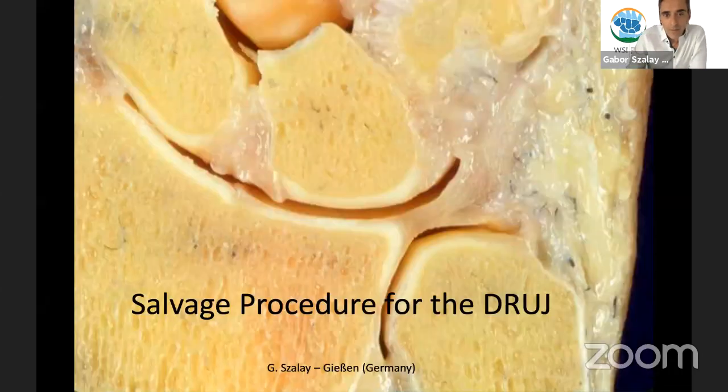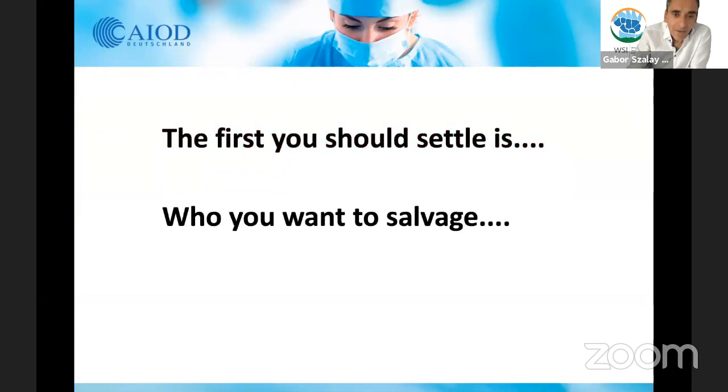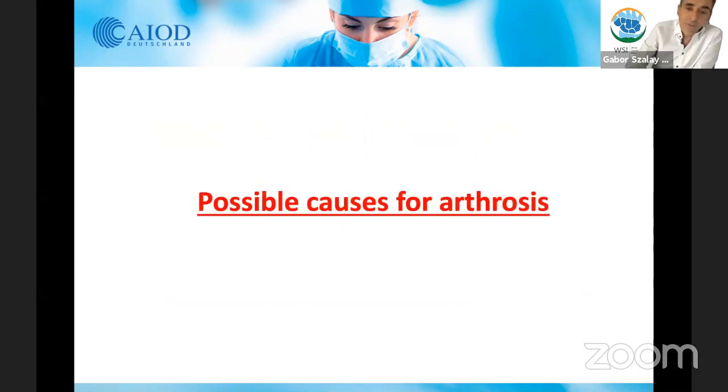So, salvage procedures of the distal radius ulnar joint. We have heard a lot about the distal radius ulnar joint today, all the possibilities to repair it and to look for the instability. And I'm talking now about the problems and the cases when it doesn't work and when you have to think about the salvage procedures. So, the first thing you should settle is, do you want to salvage yourself or the patient? This is the first thing you have to think about.